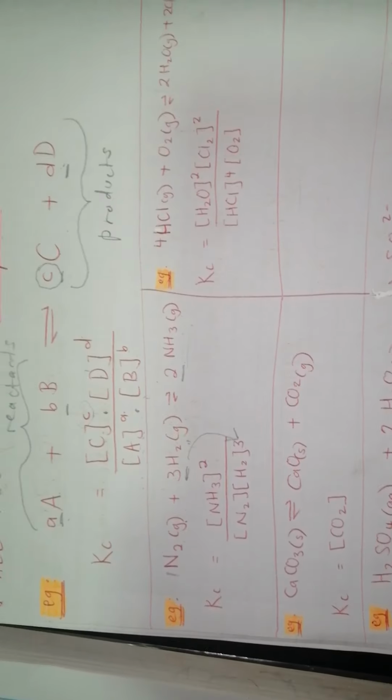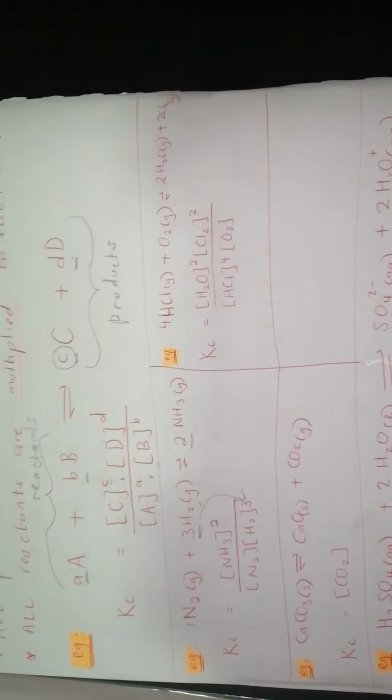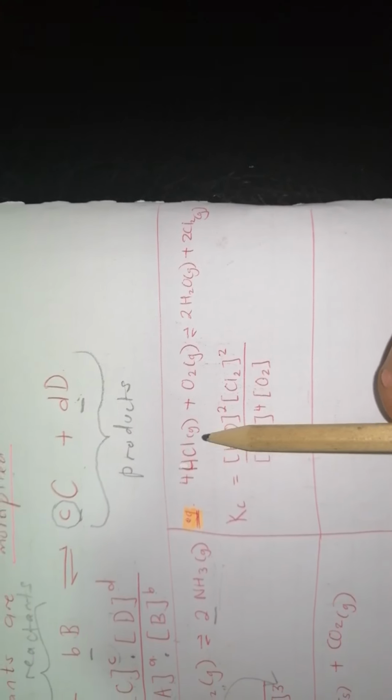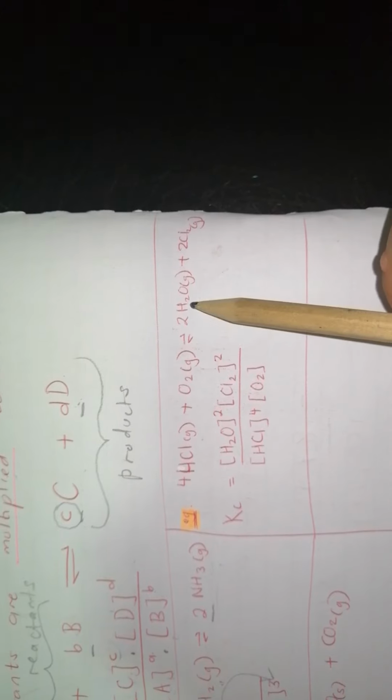And this is how it is. It's not really that complicated. Right, the second example, here we're dealing with this reaction, which is 4HCl plus O2, giving you 2H2O plus 2Cl2.